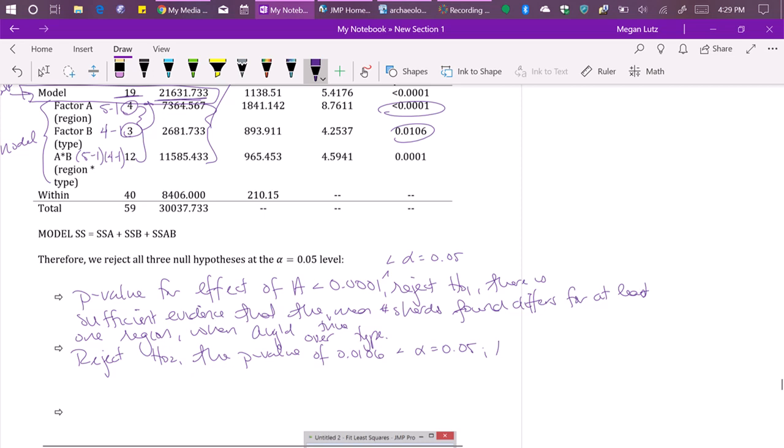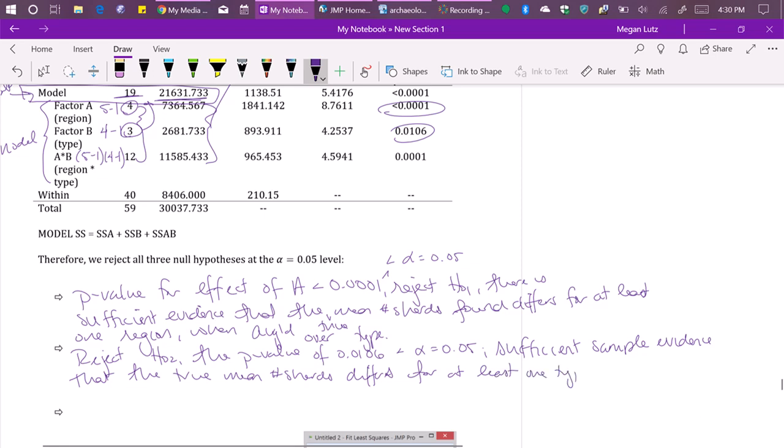So here we also have sufficient sample evidence that the true mean number of sherds differs for at least one type. So that means on average we find more or less of one of those types when we average across all the regions in which we've been digging.